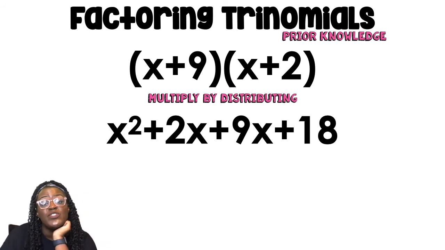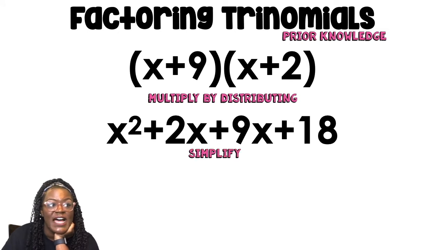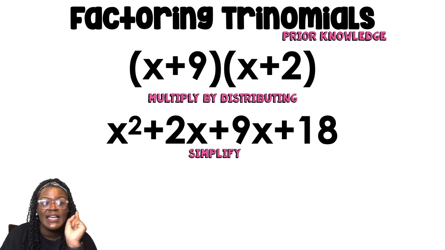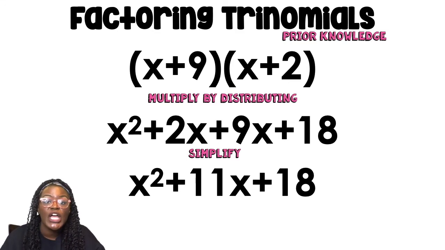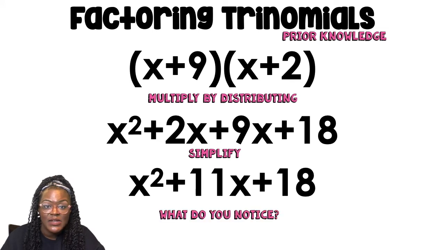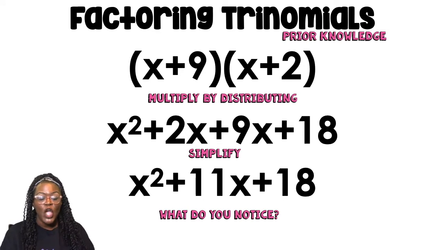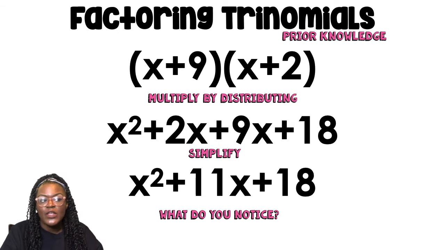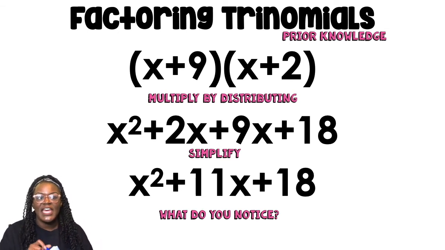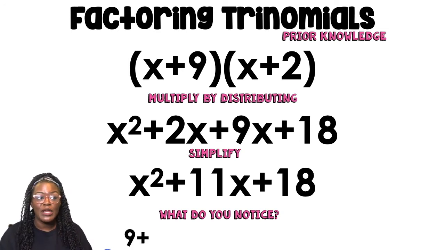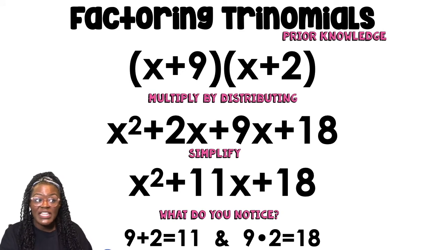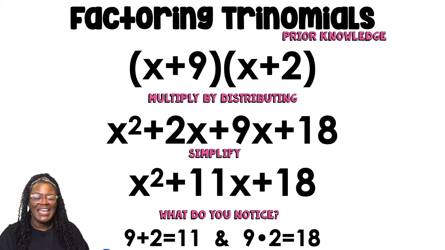Once I distribute, I'm going to simplify, right? So when I simplify, that means I'm going to combine my like terms in the middle. So 2x and 9x are going to give me 11x. What do you notice? We're going to pay attention to our original problem, the 9 and the 2, and then we're going to pay attention to our answer, the 11 and the 18. What you should be noticing is that from our original problem, 9 plus 2 equals the number in the middle, the 11 in the middle of the answer, and then 9 times 2 equals 18, the last number in the answer. Math is about patterns, so pay attention.